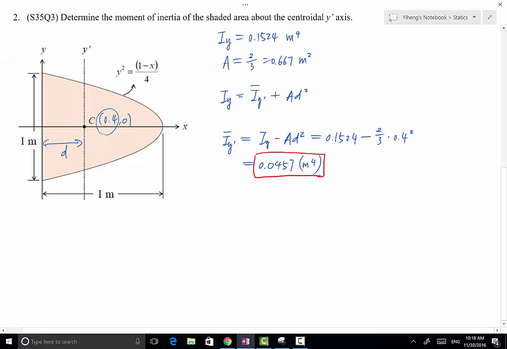A common mistake will be to write the equation incorrectly and try to evaluate Iy prime bar from this equation, which is incorrect, because this way the Iy prime bar will be larger than Iy, when the moment of inertia about the centroidal axis should always be the smallest, because again, rotating about the centroidal axis provides the least resistance.